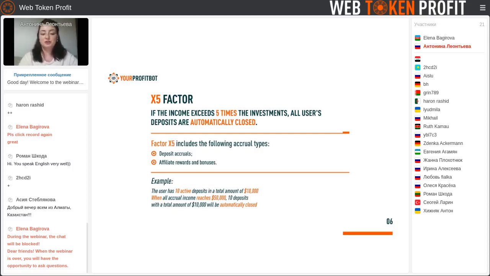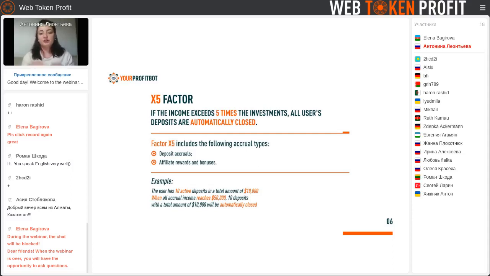So, you should remember, and every time you should look at your deposits and the deposits of your partners. And of course, you should make deposits as much as you can, because if you make big deposits, of course, you will get more income than you want. You can only imagine these big sums. Okay, and here is very short information about X factor, but it's very important.